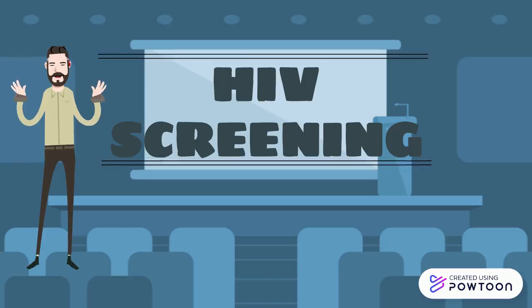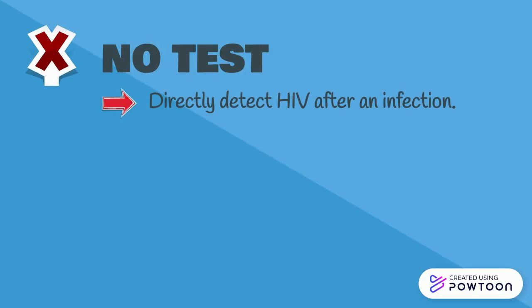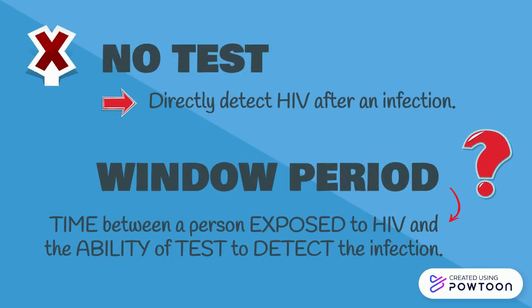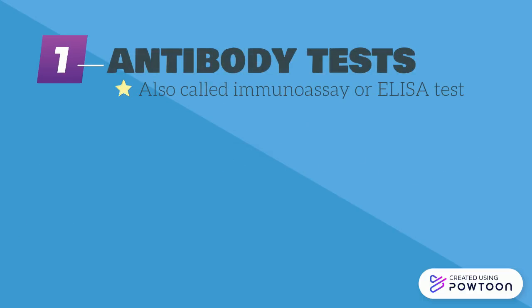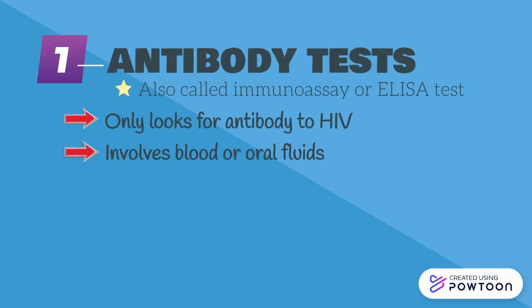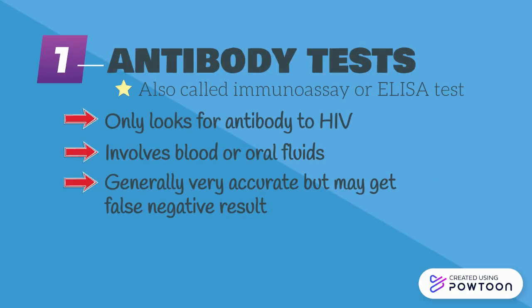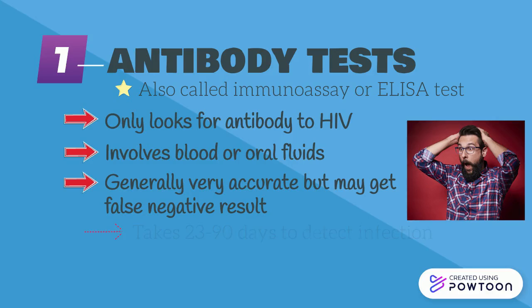HIV screening. No test can directly detect HIV after infection. Window period is the time between a person's exposure to HIV and the ability of a test to detect the infection. There are three main types of tests. First, the antibody test, also called immunoassay or ELISA test, only looks for antibody to HIV, involves blood or oral fluid, and is generally very accurate but may give a false negative result as it takes 23 to 90 days to detect infection.